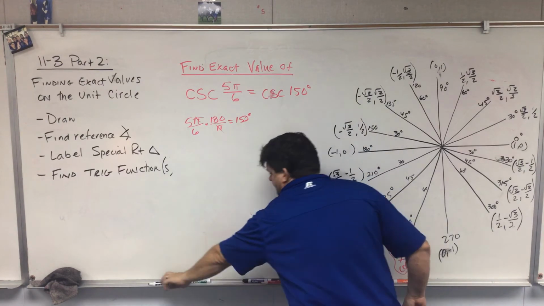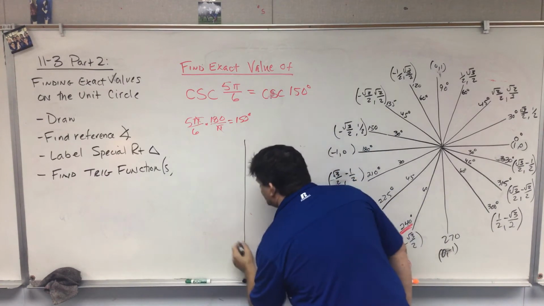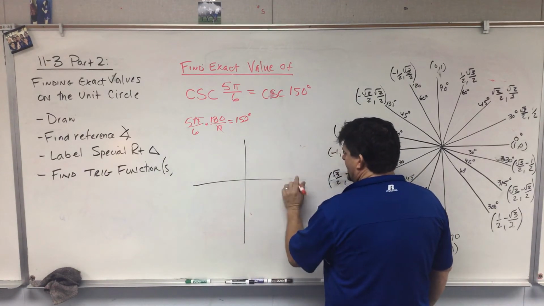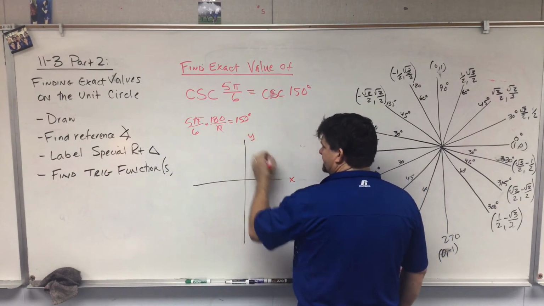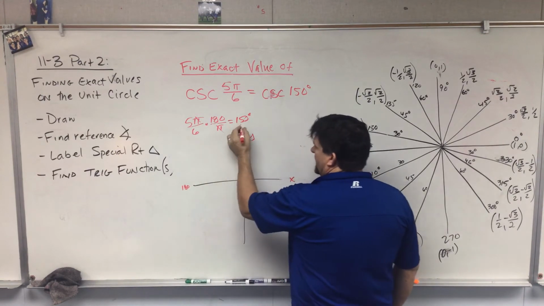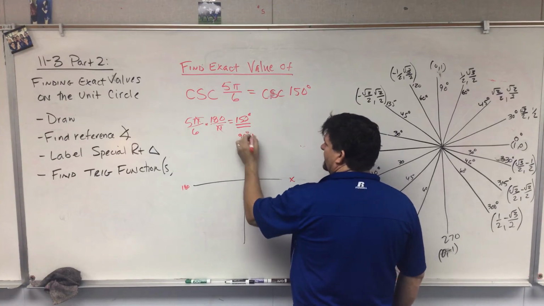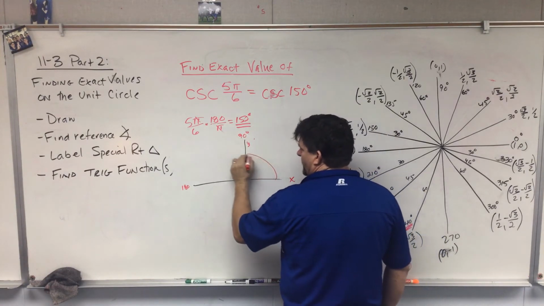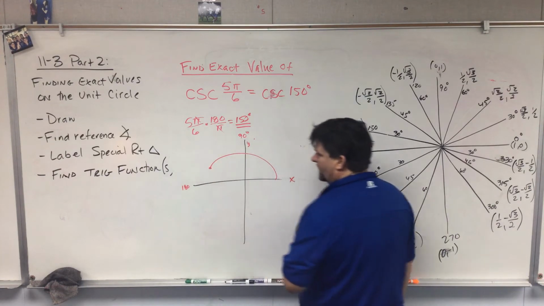So again, if I draw my triangle, drawing the triangles is crucial. This is my x-axis, this is my y-axis. Here's 180 degrees, here's 90. It's 150. It's 150 degrees. So I'm over here, but not quite to 180 yet.